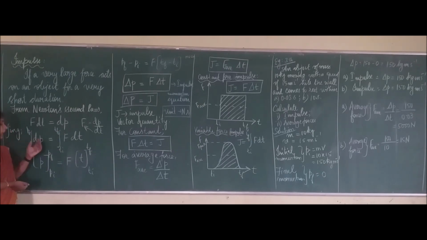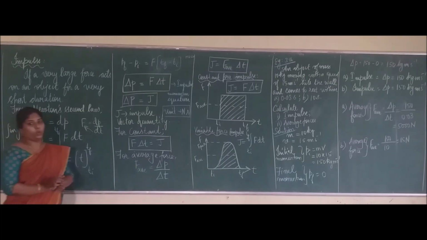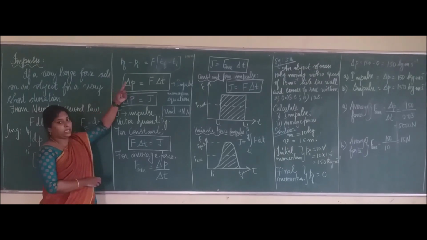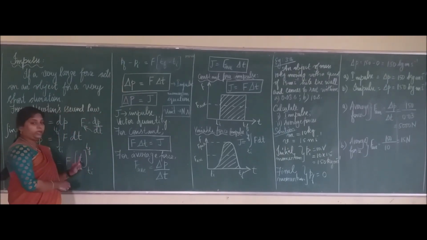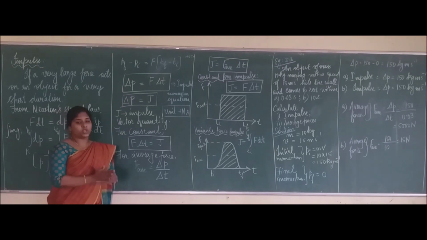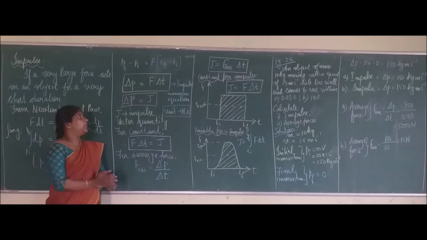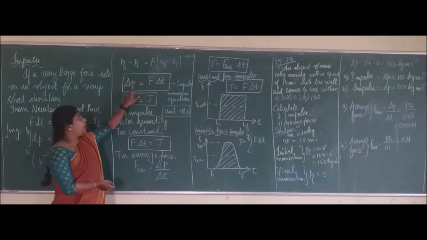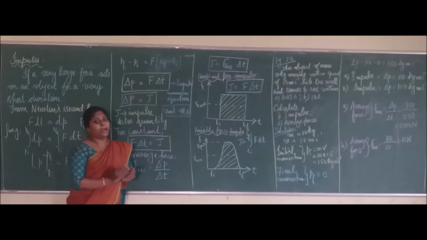When we integrate dP, we get only P, with limits Pi to Pf. F is constant and taken outside. When you integrate dt, we get t, with limits Ti to Tf. Upper limit minus lower limit gives Pf minus Pi equals F into Tf minus Ti. Final momentum minus initial momentum is nothing but the change in momentum, del P, equal to F into final time minus initial time.